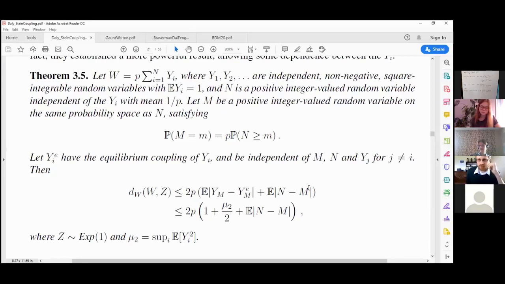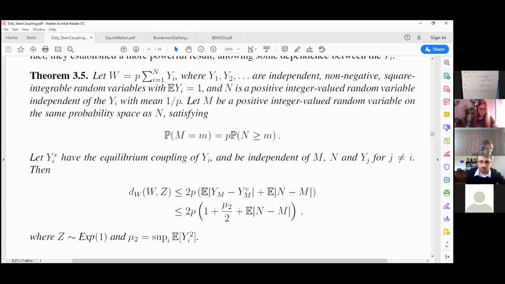And that lets me check that this upper bound really is going to be zero in the case where my y's are exponential and my n is geometric, where what I really will end up with is a geometric sum. It's an exponential random variable. So if I've got a geometric sum of exponentials, we said that the w that I end up with will also be exponential, and that upper bound will also be zero.